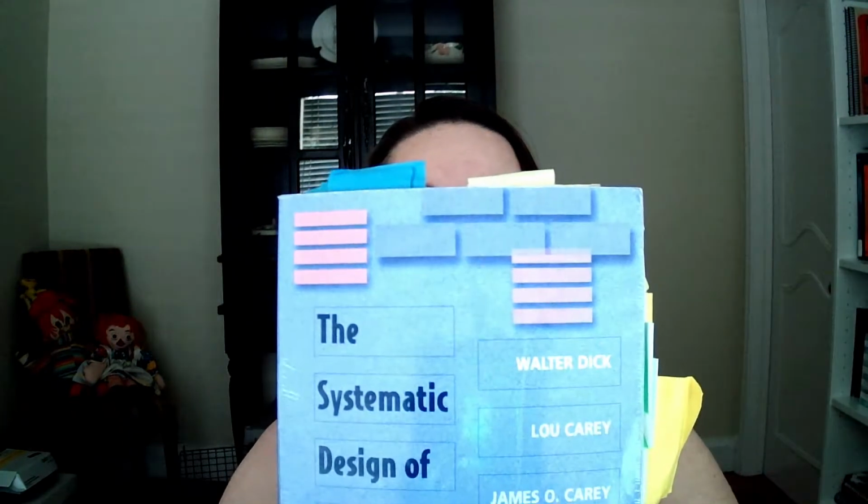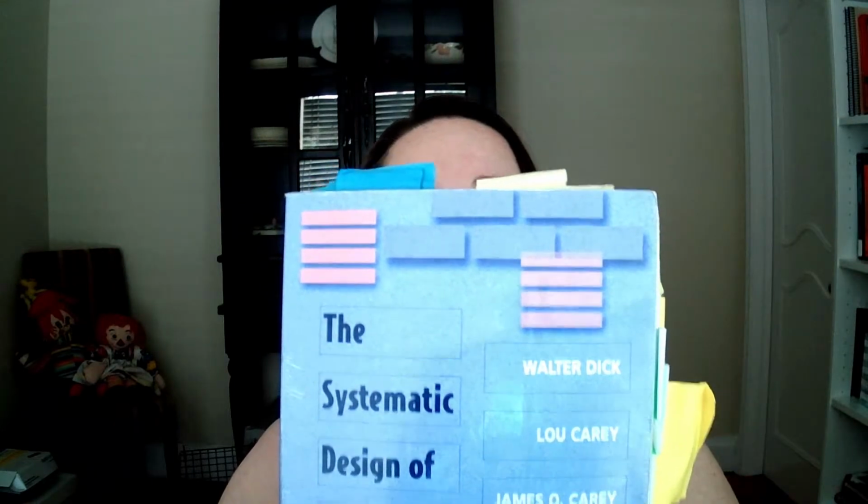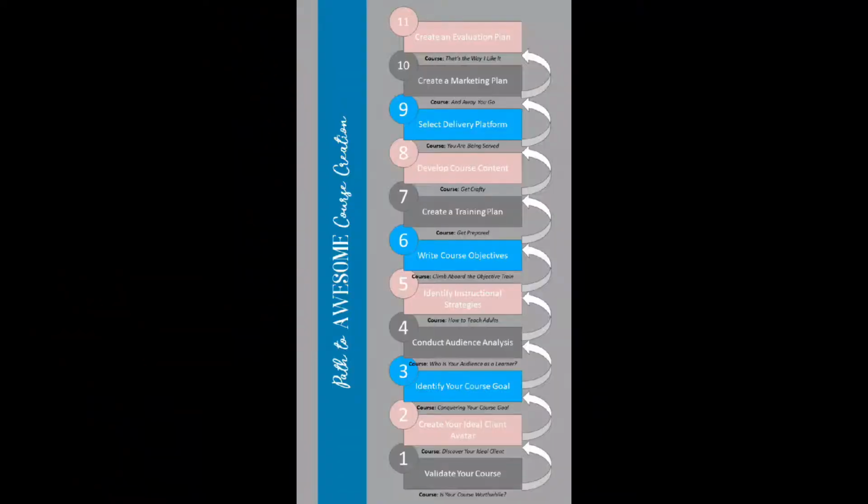Now, what I have done is I've broken down everything that I learned in my very first graduate course, and this is my actual textbook. And I've taken everything that's in this textbook plus my over 20 years of experience, and I've created something called the course creation pathway. And what I've done is broken it up into little chunks so that you can absorb the information.